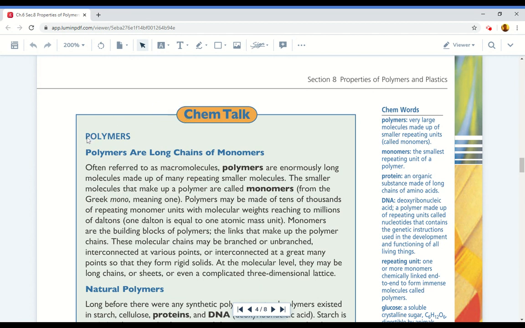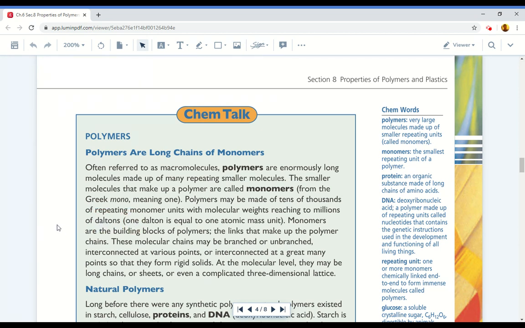ChemTalk. Polymers. Polymers are long chains of monomers. Often referred to as macromolecules, polymers are enormously long molecules made up of many repeating smaller molecules. The smaller molecules that make up a polymer are called monomers, from the Greek root mono, meaning one. Polymers may be made of tens of thousands of repeating monomer units with molecular weights reaching to millions of daltons.